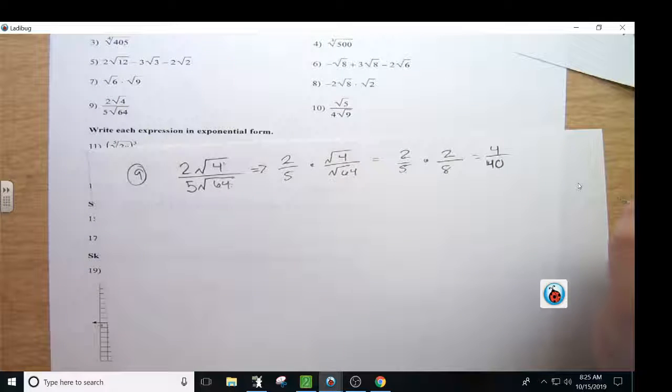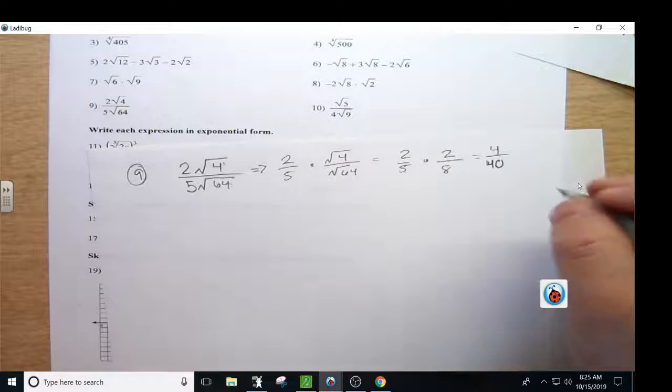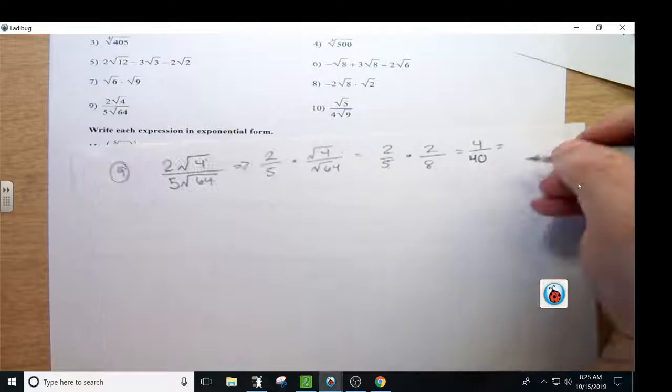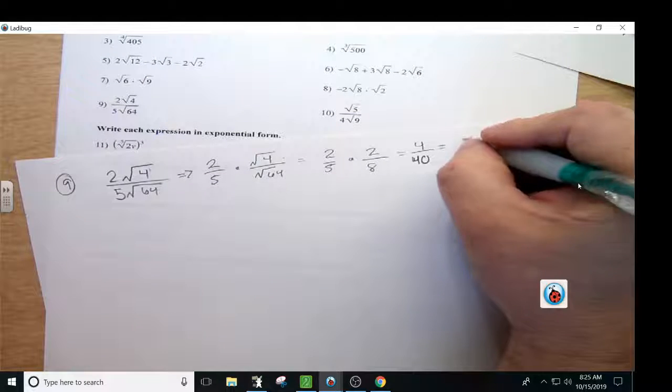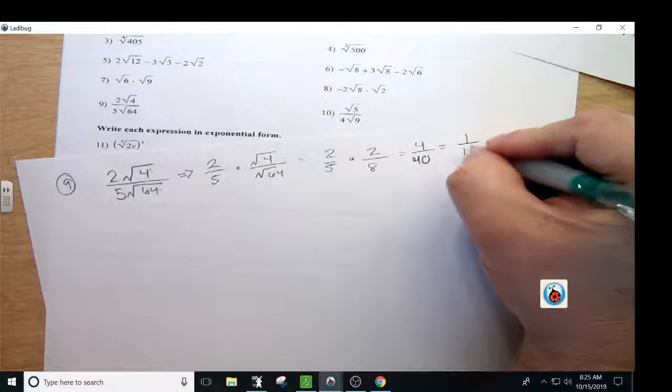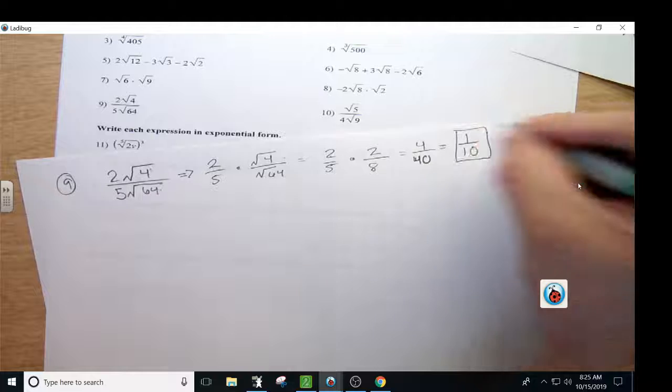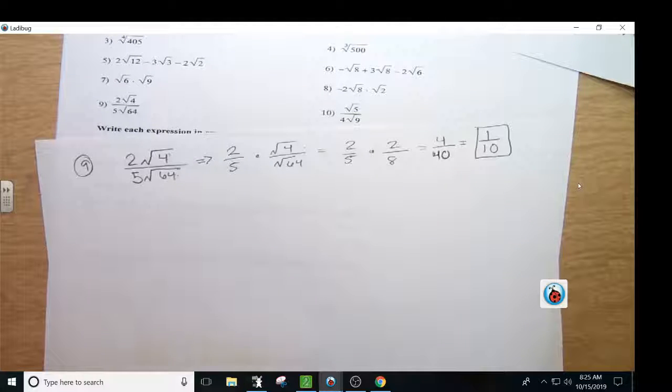Okay. All right. Now, if you reduce this, that reduces to 1/10. Does everybody understand how I did that? What y'all think?